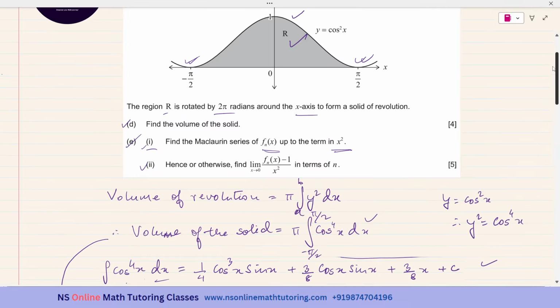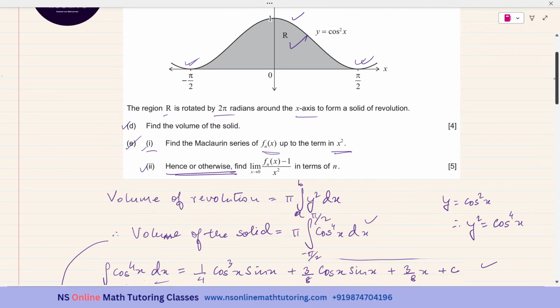Okay, now the next part: hence or otherwise find. That means we can use this information, or else we can use the L'Hopital's rule also, limit x tends to 0 f n of x minus 1 over x square, because the denominator is equal to 0, and the numerator f n of x is cos x raised to the power of n. So when x is very close to 0, it will be 1 raised to the power of n, which is 1 minus 1. So it will be a 0 over 0 case. So you can use the L'Hopital's rule, or else you can use the Maclaurin series for the expression for the f n of x.